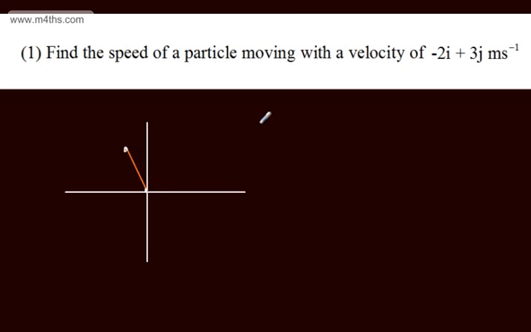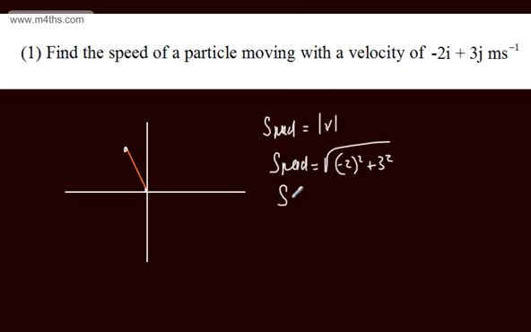So what we can say then is the following. Speed is equal to the modulus of velocity. So the speed will be equal to the square root of -2 squared plus 3 squared. That will give me a speed of root 13, that's 4 plus 9, root 13 meters per second. And of course that is what we call an exact value.